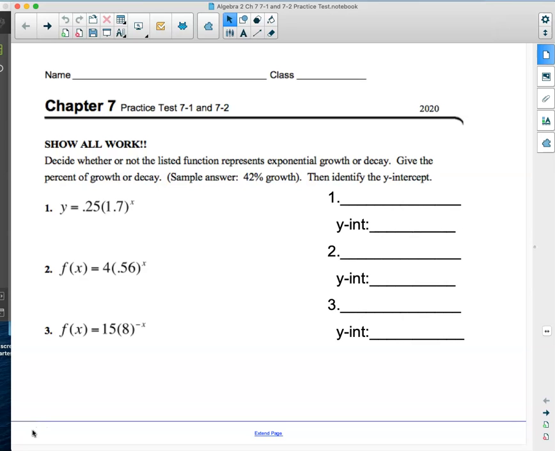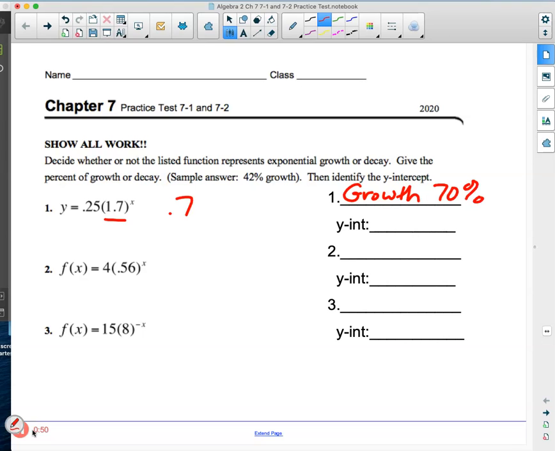So I want you to look at number 1 and tell me, is that one going to be growth or decay? Yep, 1.7. That base is what we're looking at, and that's going to be growth. Can you tell me how much growth? 70%. Good, because it's not 1 anymore. It's 1 plus 0.7, which would be 70% growth.